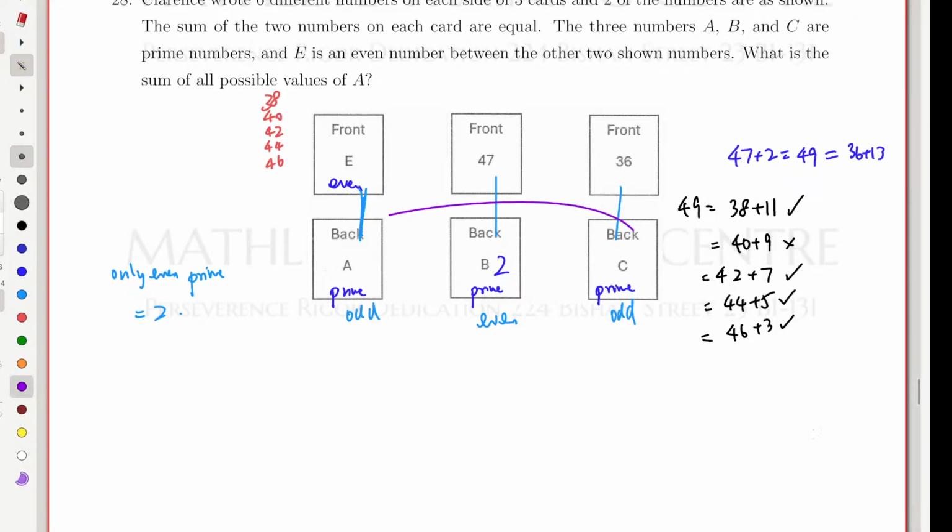So therefore, these numbers here, what can they be? One of them must be a 2, one of them must be a 13, one of them can be a 3, 5, 7, or 11. So therefore, these are the 6 possible values of A. The sum? The sum is exactly equal to, let me check, 10 plus 20 plus 11, 41. So the sum of all possible values is 41.